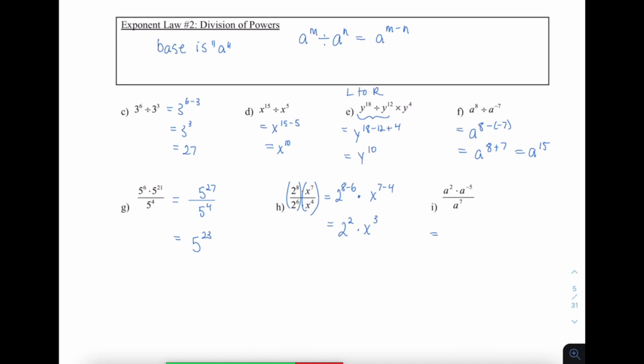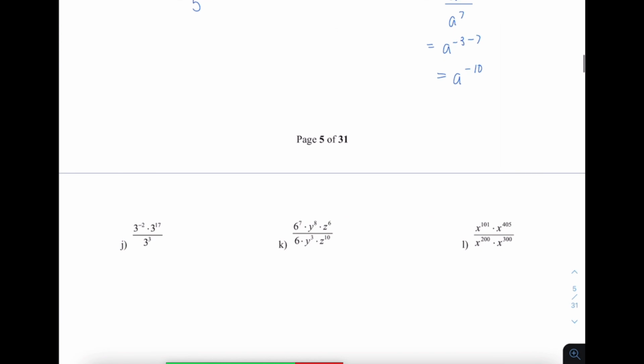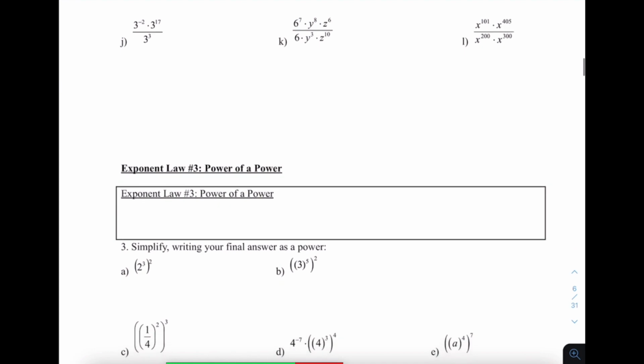All right, and then finally for this one, we can combine a squared times a to the power of 5, which is a to the power of 7 over a to the 10, and we are going to subtract these exponents. Okay, and this is the first time we're seeing a final answer with a negative exponent. When we move on, we're going to talk more about negative exponents in a future lesson. But for today, this final answer is okay.